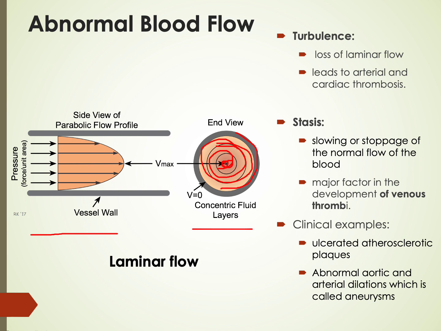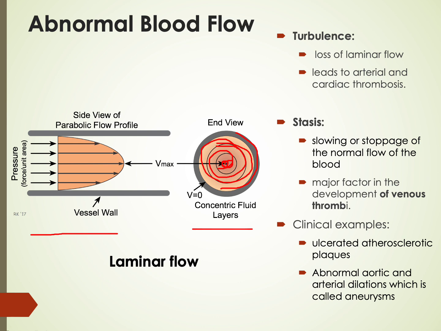So disruption of the laminar flow leads to what we call turbulence. إذن اضطراب laminar flow بنسميه turbulence. Stasis, on the other hand, means a slowing or stoppage of the normal blood flow، يعني ركود الدم في مكان معين. إذن إبطاء حركة الدم is called stasis. Turbulent and static blood flow contribute to thrombosis in a number of clinical settings. Let's take some clinical examples.